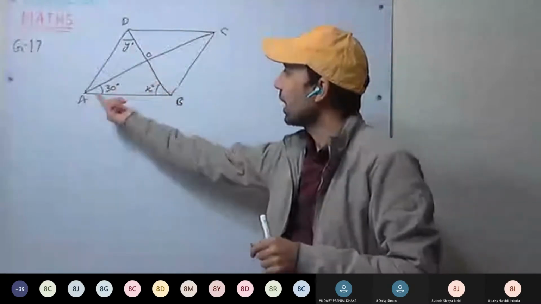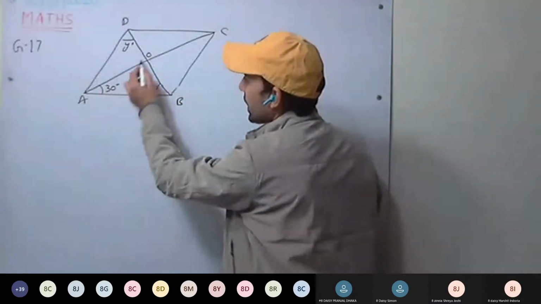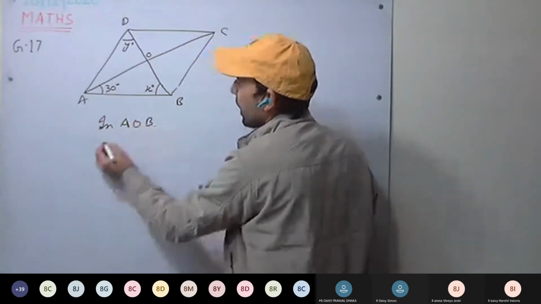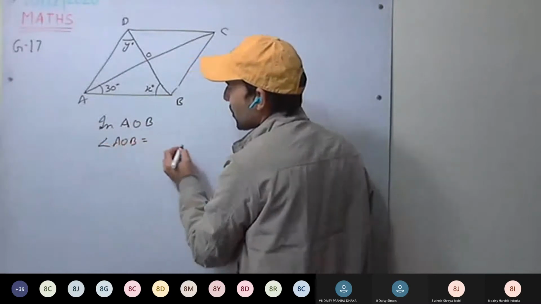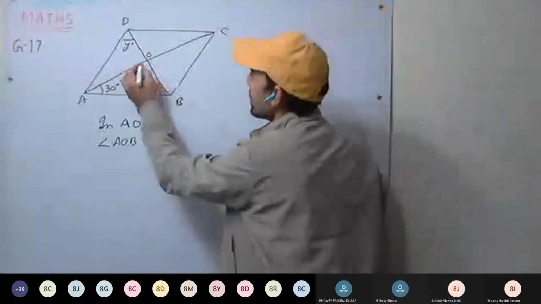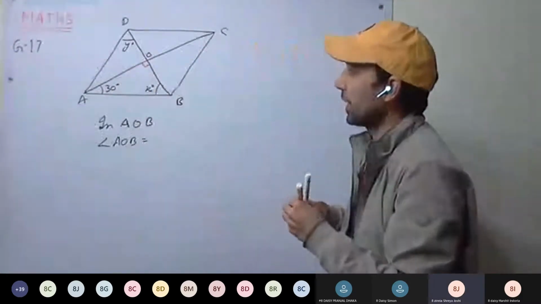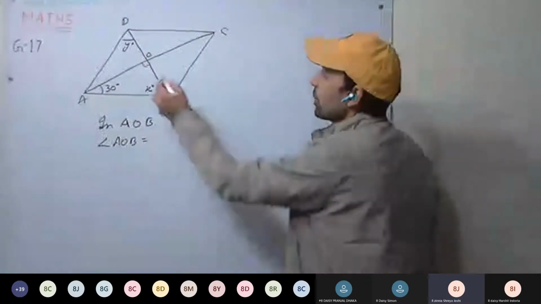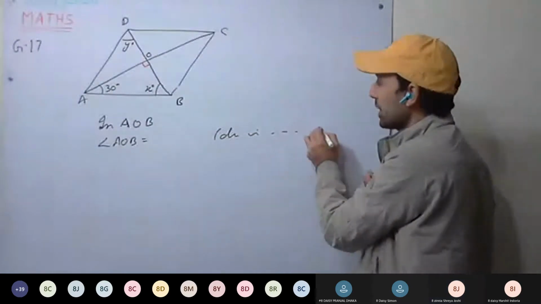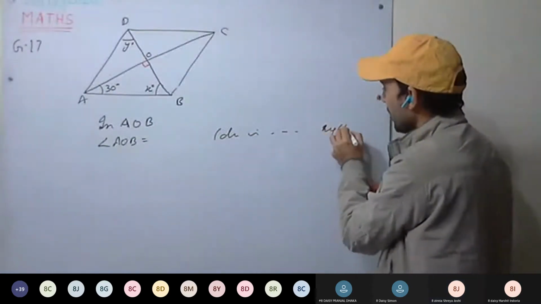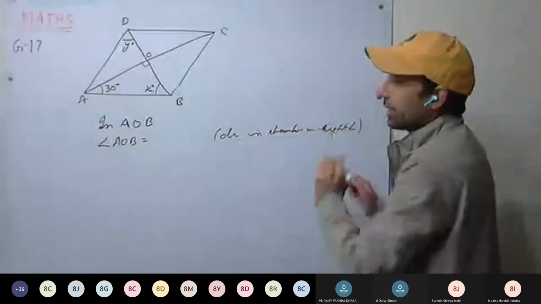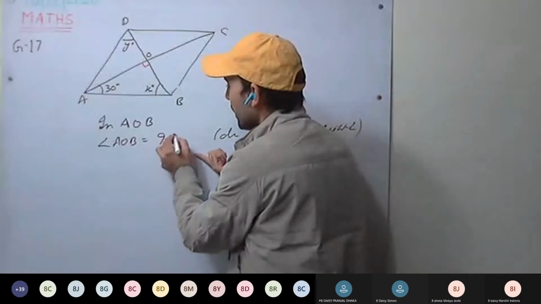Okay, so see here. Now in this triangle, how can we calculate? In triangle AOB, angle AOB equal to how much? 90 degree. What is the reason? Because diagonals of the rhombus meet at 90 degree. This is how we represent 90. Diagonals in rhombus meet at right angle. Okay, so angle AOB equal to 90 degree.